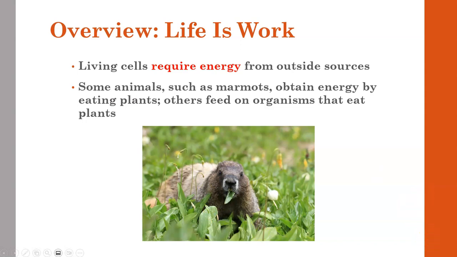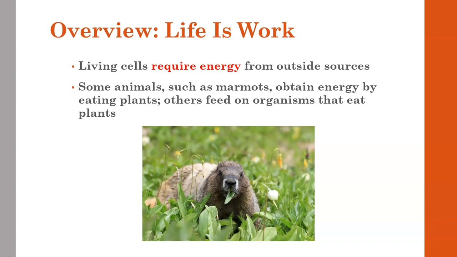One of the requirements for life is that organisms need to be able to obtain energy from outside sources. Some organisms, like the marmot shown here, have to consume food, and from that food, they're able to harness energy that's stored within that food in the form of the sugars. Other organisms, like the plant itself that the marmot is eating, gets its original source of energy from the sun, which then converts it into a form of food for the plant to be able to use.